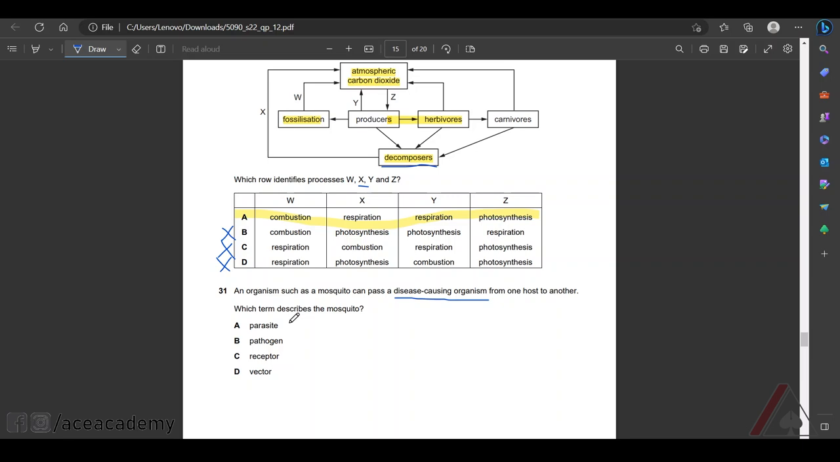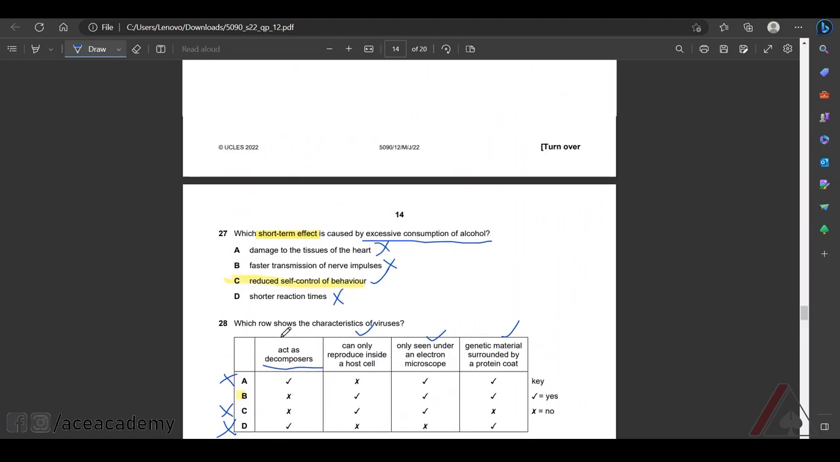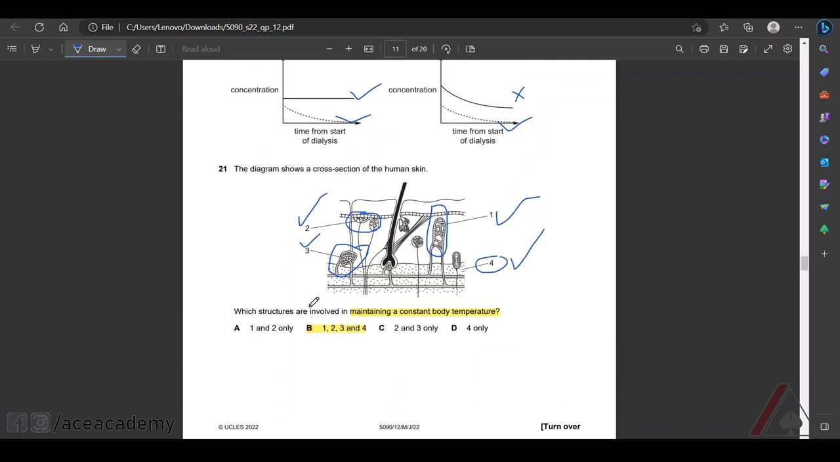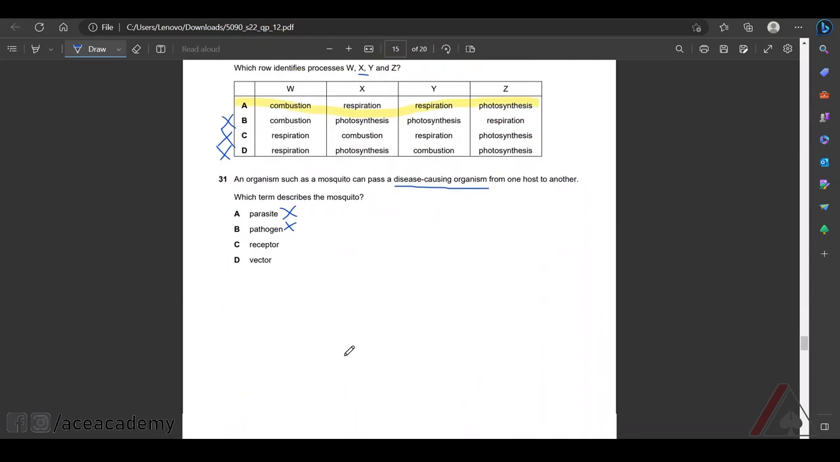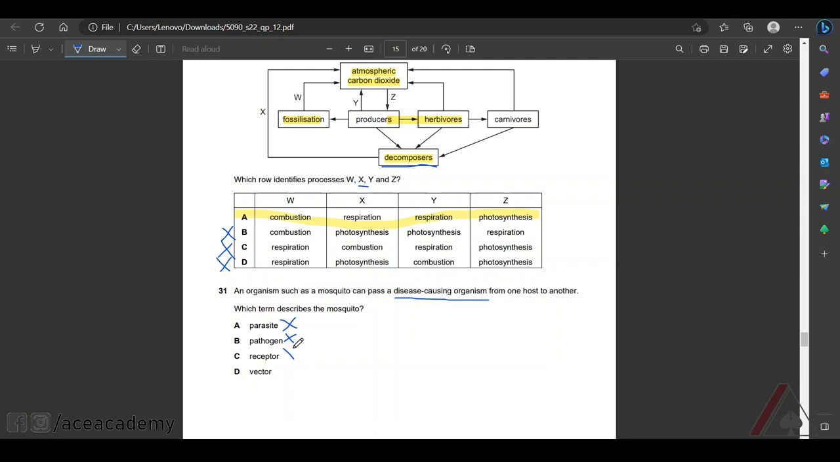Option A says parasite. No, a parasite is actually an organism that needs the host to survive. The mosquito, as I mentioned, acts as a host and does not need another to survive. Now, option B says pathogen. The pathogen is actually the disease-causing organism itself. The one that the mosquito carries is not the mosquito. B is also wrong. Option C says receptor. Now, we have already learned back in question number 21 that receptors are structures that detect changes to bodily conditions and report that back to the brain. So C is also not our answer since mosquitoes don't do that.